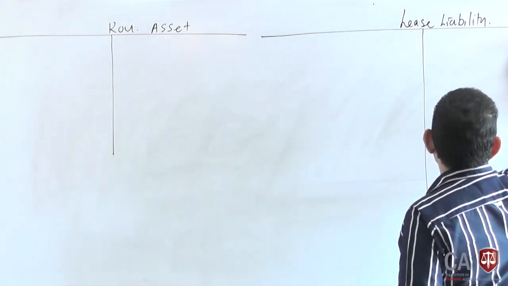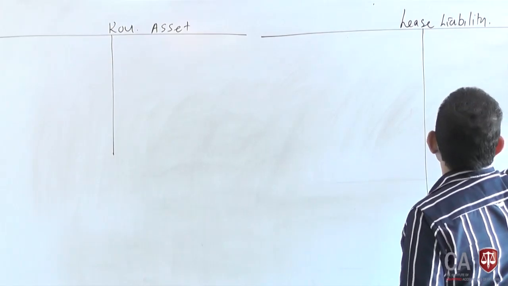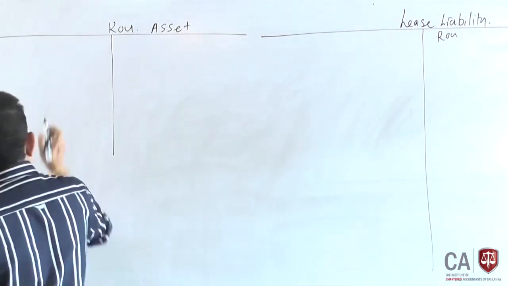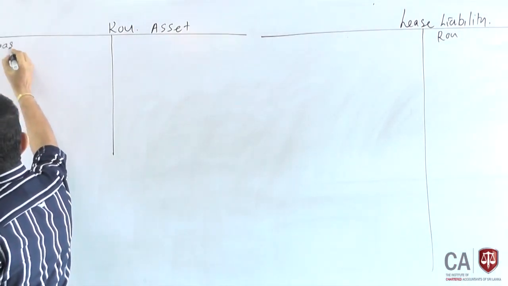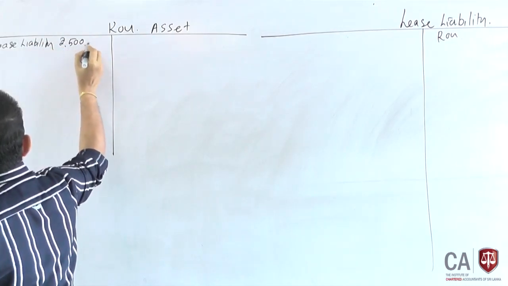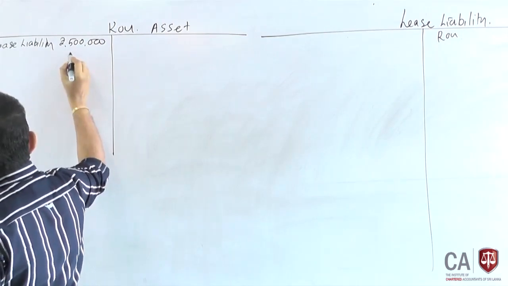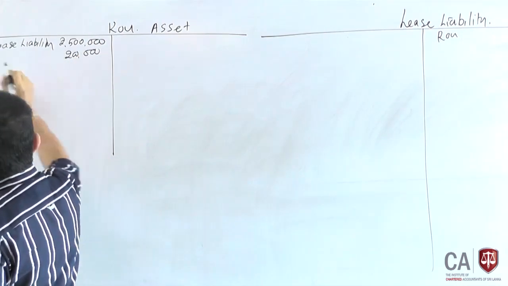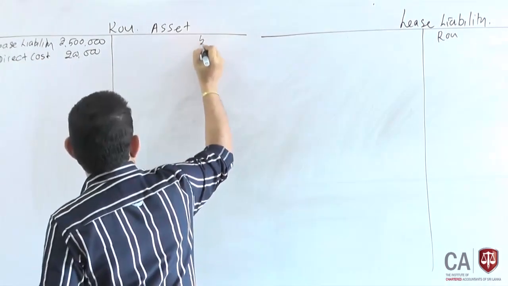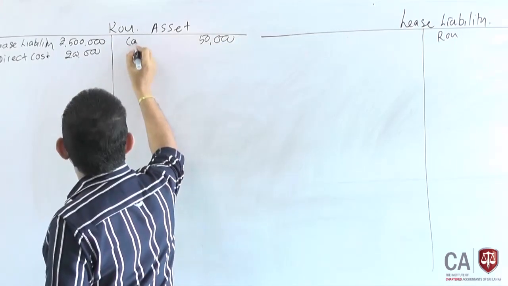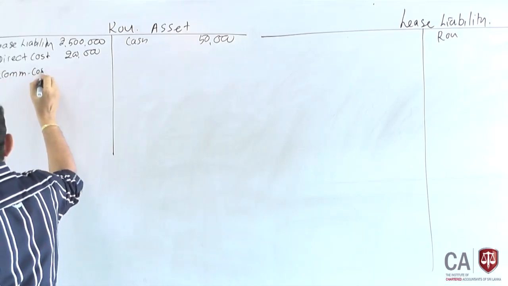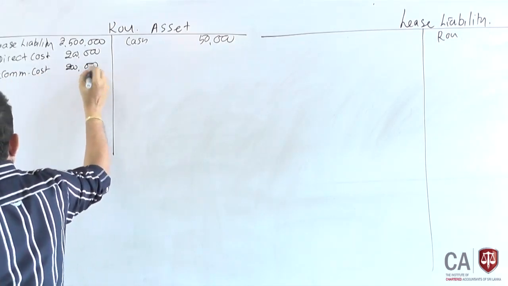Liability got credited at 2.5 million rupees, debited to right of use asset. Lease liability 2.5 million. Here 200,000 direct cost, and there is a reimbursement of 50,000, and then decommissioning cost is another 200,000 rupees.